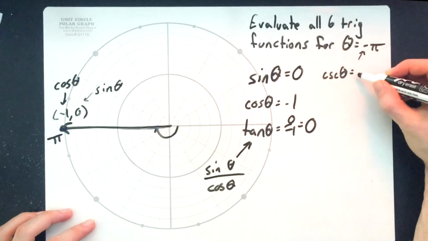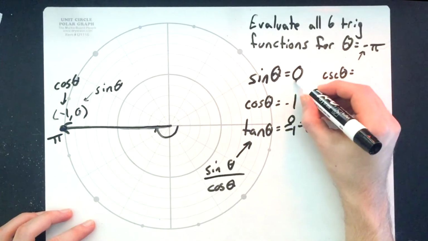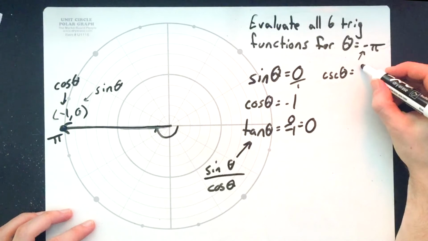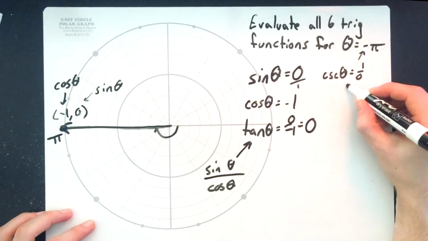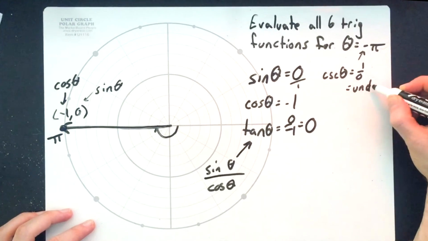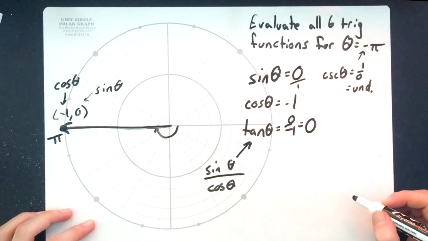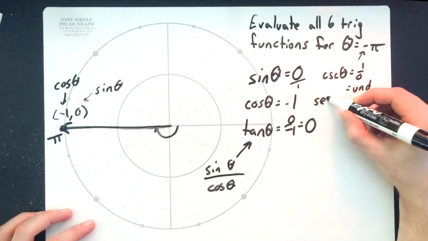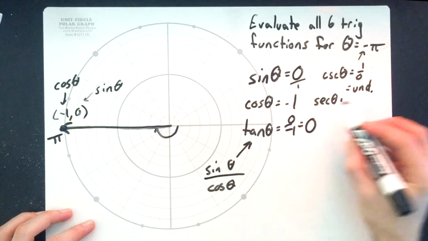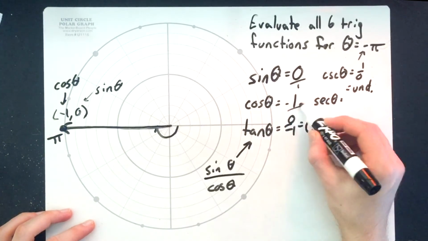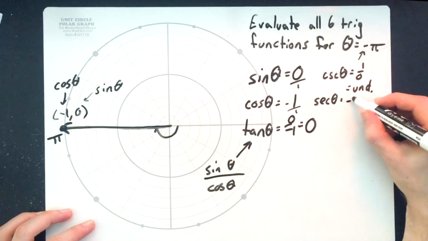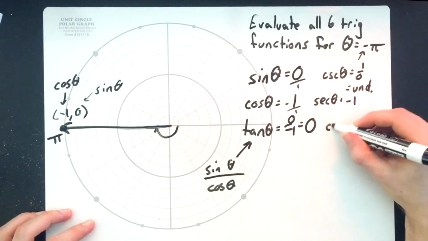Remember, cosecant, that's the reciprocal of sine. So 0 you could think of as 0 over 1, and the reciprocal of that would just be 1 over 0. All right? Now 1 over 0, you can't divide by 0, so we'll just call that undefined. Secant is the reciprocal of cosine. So -1, again, you can think of that as being over 1 to make it into a fraction, and if you flip that, it would still just equal -1.